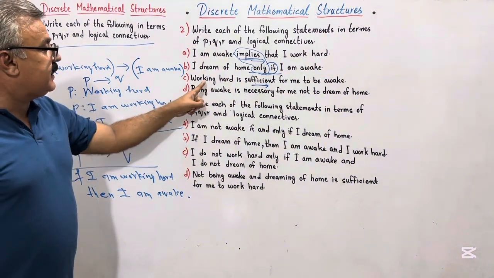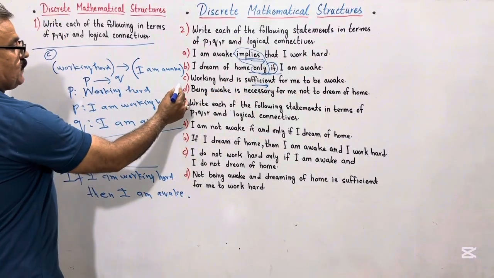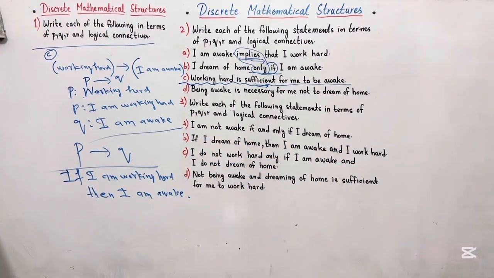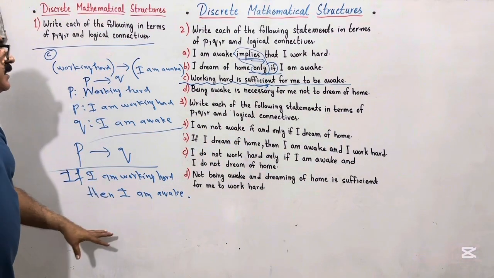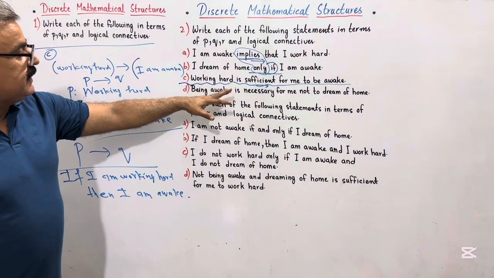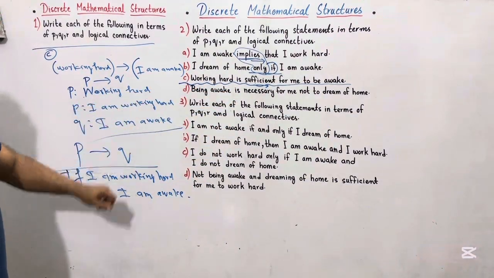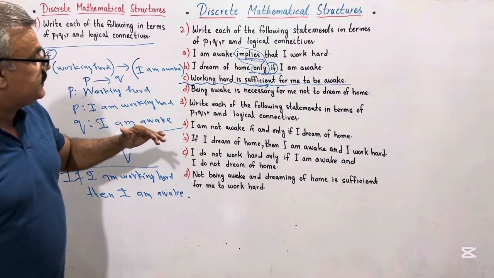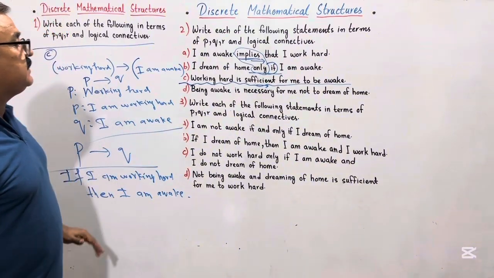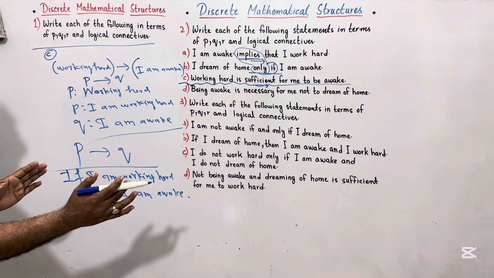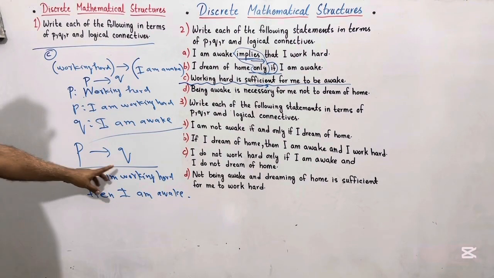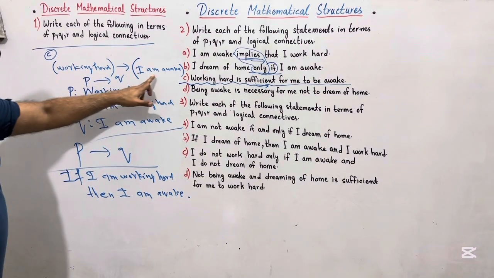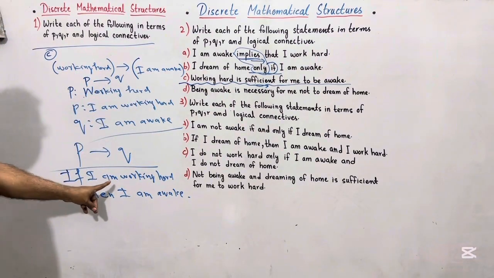Working hard is sufficient for me to be awake means: if I am working hard, then I am awake. This is a typical sufficient statement. Sufficient, only if, and implies cause a lot of problems along with necessary. We are coming to that word. Working hard is sufficient for me to be awake can be written as P implies Q, or if I am working hard, then I am awake. I have written this for you.